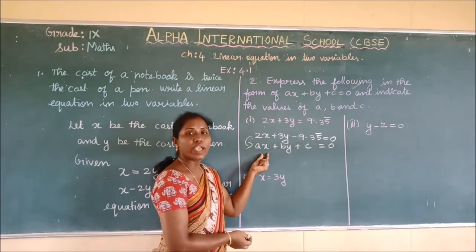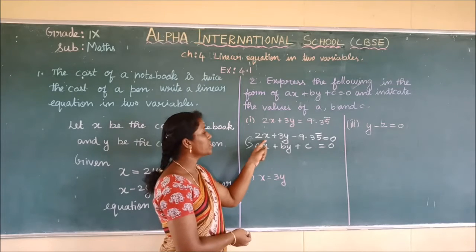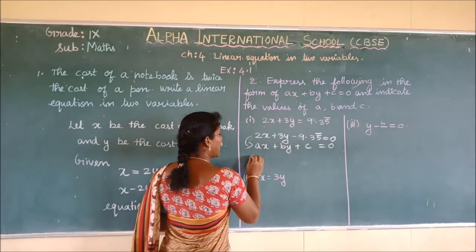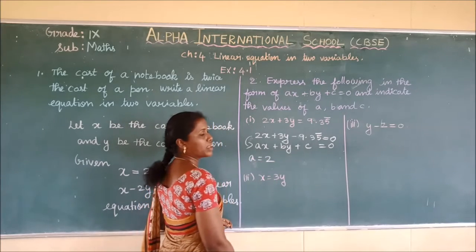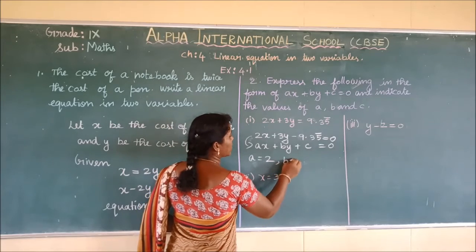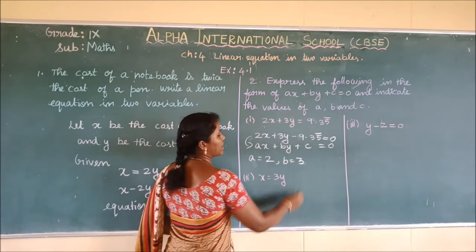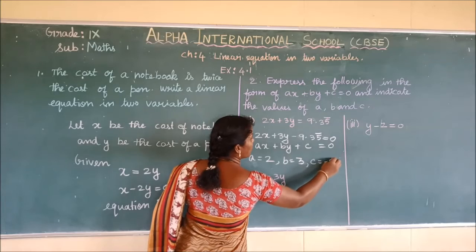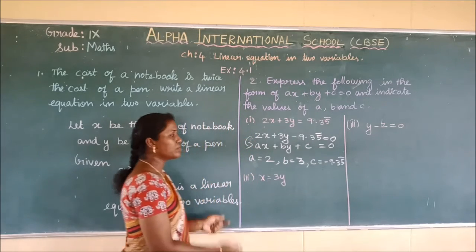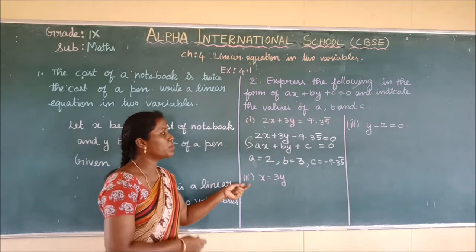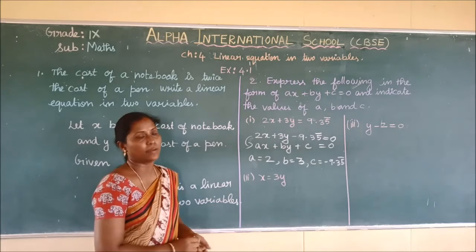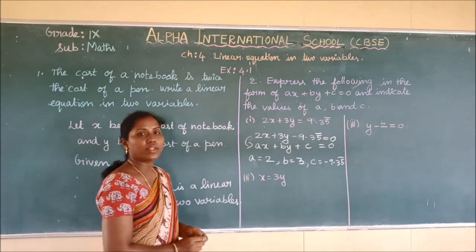The coefficient of x is called a. What is the coefficient of x here? The coefficient of x is 2. So a is equal to 2. And the coefficient of y, what is the coefficient of y here? b is equal to 3. And the constant term c is equal to minus 9.35. Very easy one, you know. Just convert into the form of ax plus by plus c and find the values of a, b and c. Now x is equal to 3y.